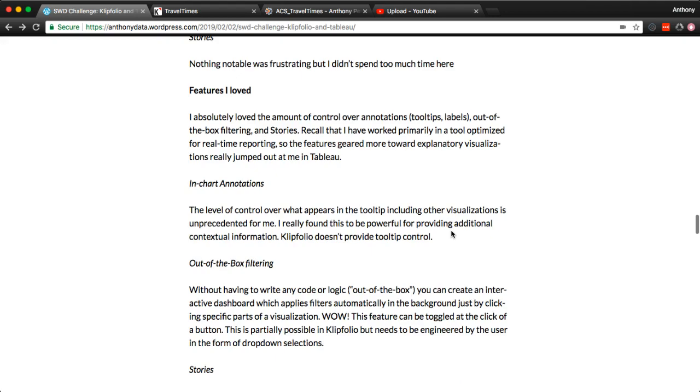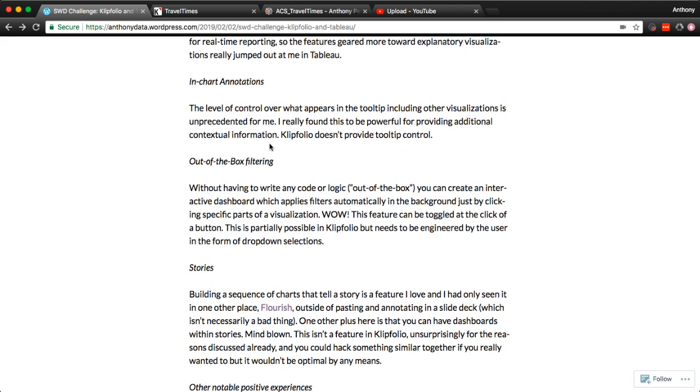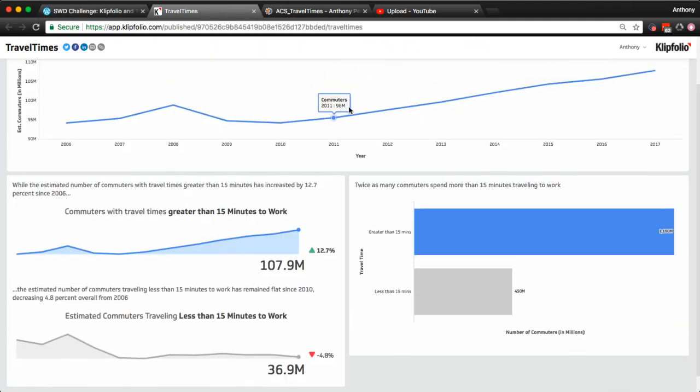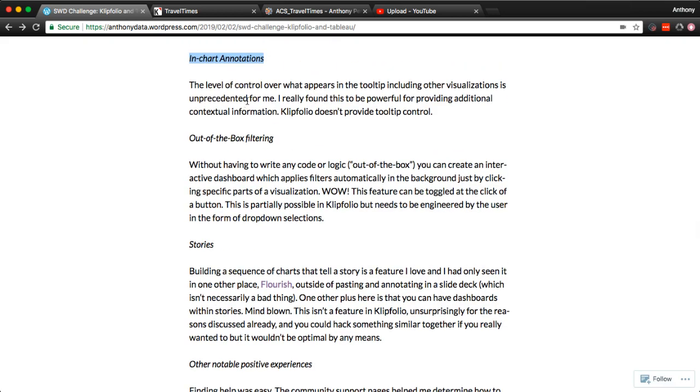And to make sure that I didn't forget some of the ones that I did mention in the blog post, I mentioned in-chart annotations. So that's just like what I showed you. In Klipfolio, we don't have control over the tooltip. So when you hover over, what you see is what you get. We can't change this outside of just renaming commuters to some other label. And so that's what I mean here by the in-chart annotations.